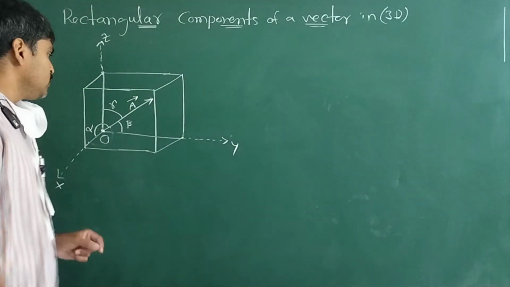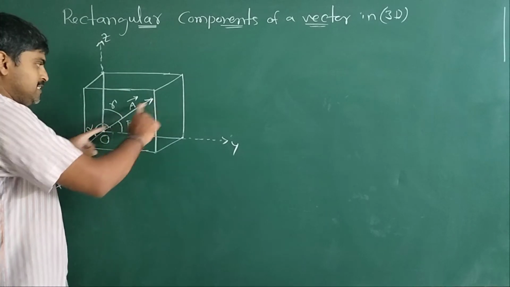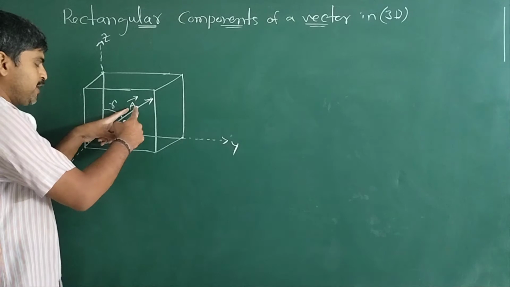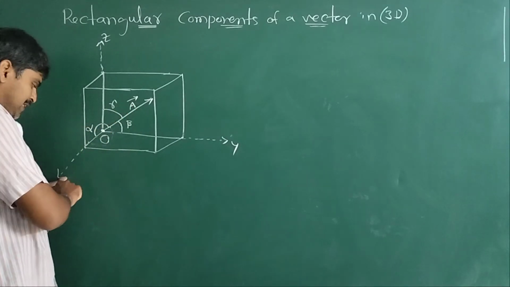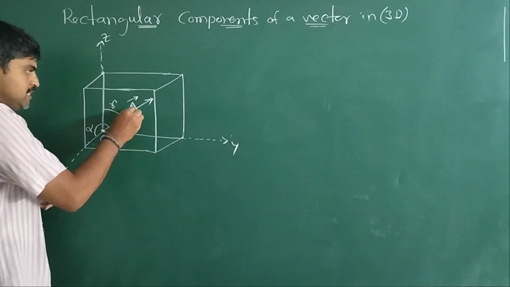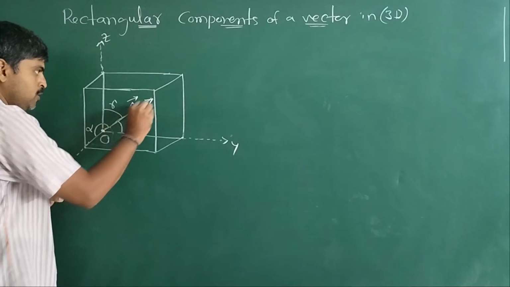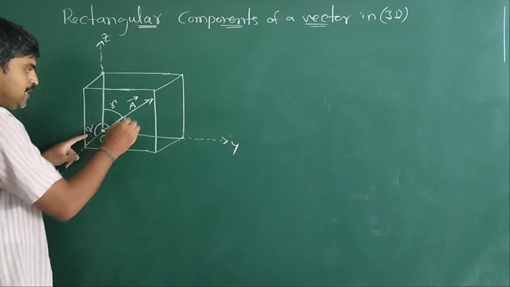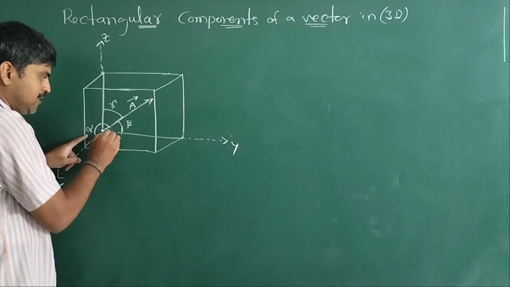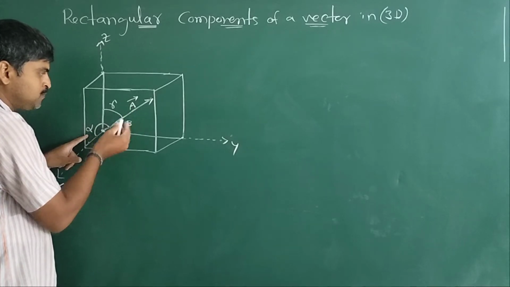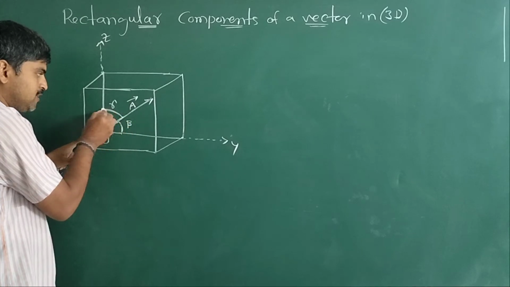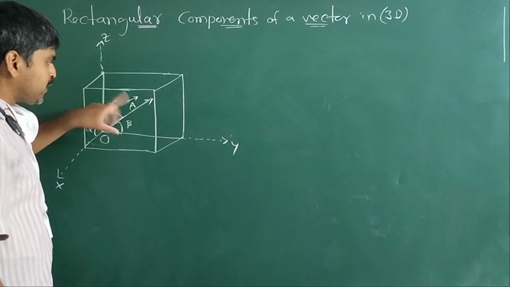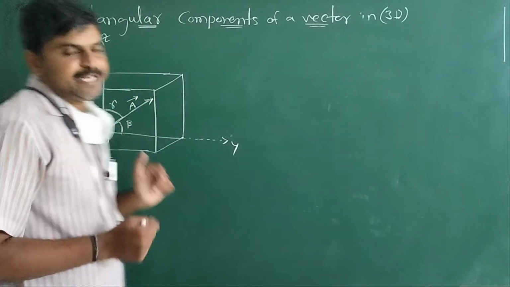Now, for suppose, let us consider one vector a bar. This vector name is a bar. This vector makes an angle with the x-axis, for suppose alpha. This is the vector. This vector makes an angle alpha with the x-axis, and an angle beta with the y-axis. This vector makes an angle gamma with the z-axis. So this vector can be split in three directions.